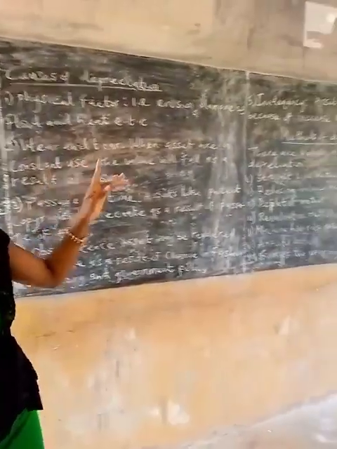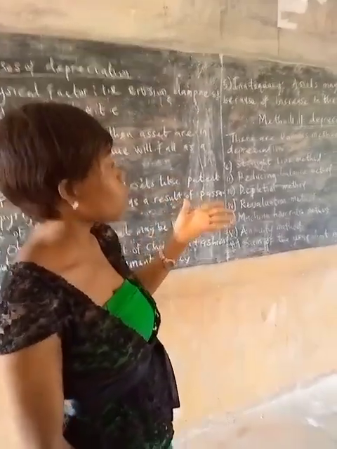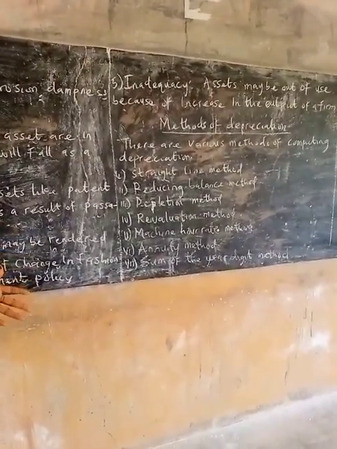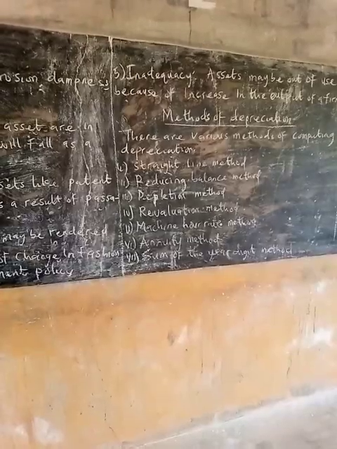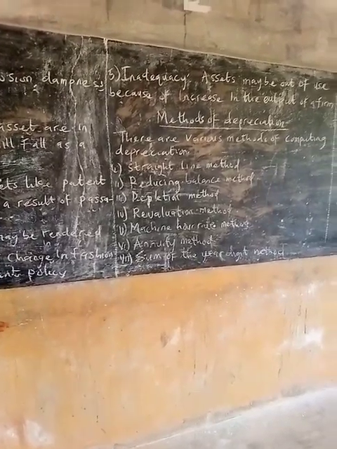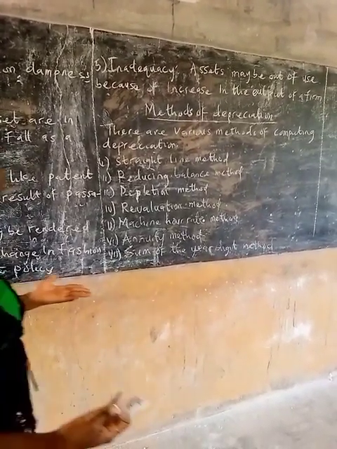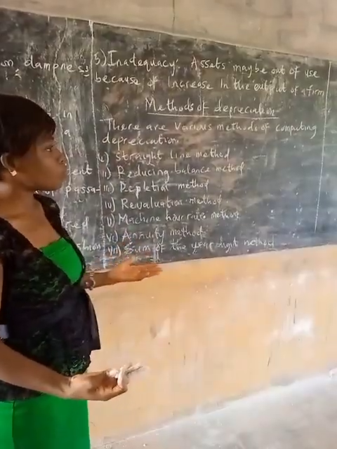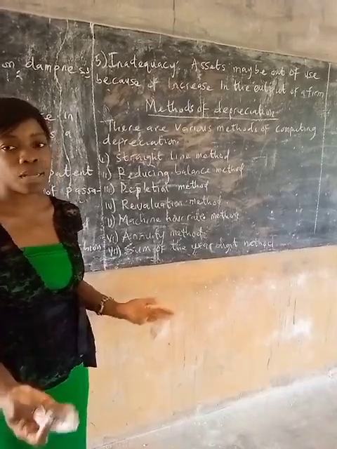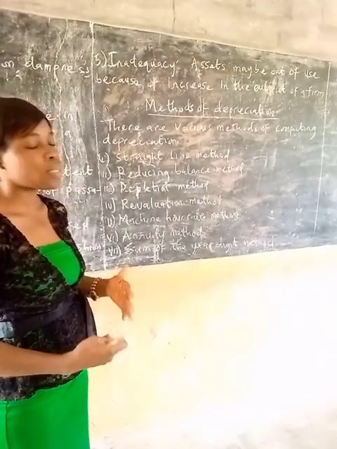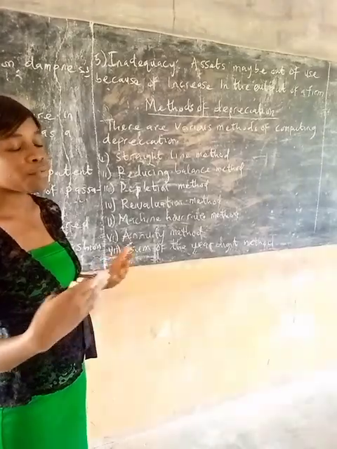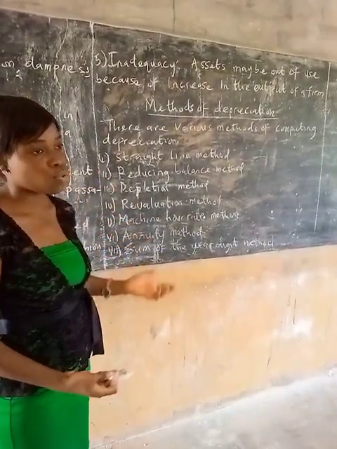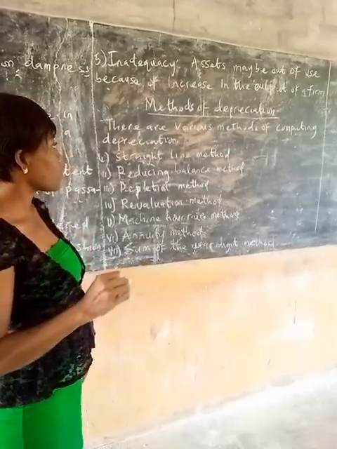Then another one is inadequacy. Assets may be out of use because of increase in the output of the firm. Probably the former machine that they are using can only produce 500 biscuits per day, but as time goes on, they need to increase their output. So they need a bigger one that can produce like 5,000 per day. So assets may be out of use as a result of increase in output of a firm.